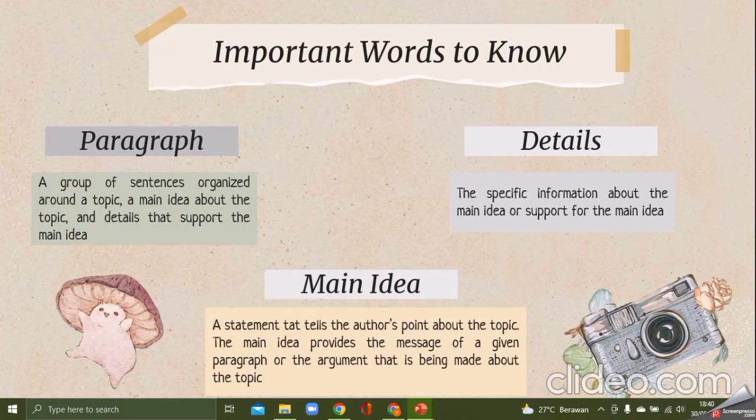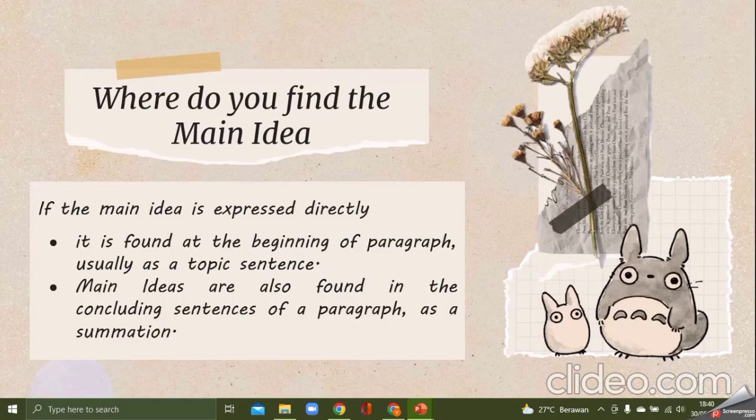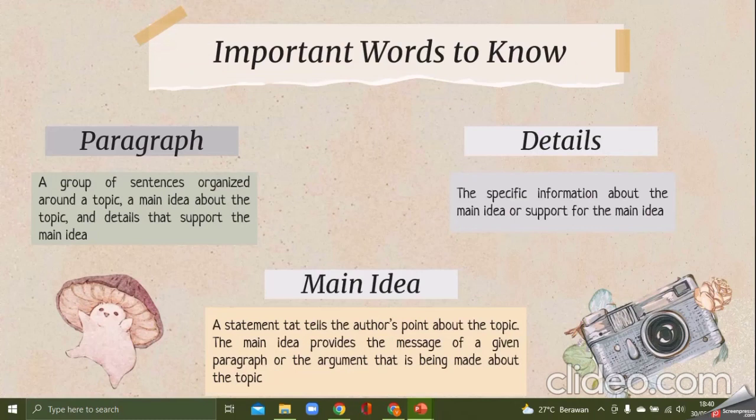Paragraph: a group of sentences organized around a topic, a main idea about the topic, and the text that supports the main idea. Main idea: a statement that tells the author's point about the topic. The main idea provides the message of a given paragraph or the argument that is being made about the topic. The text: the specific information about the main idea, or support for the main idea.